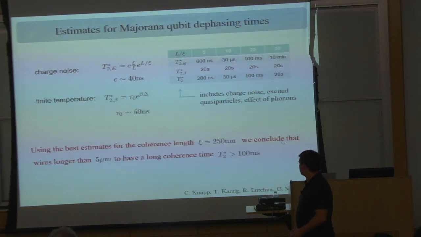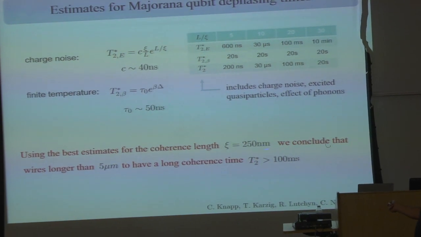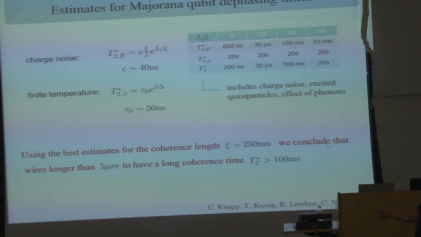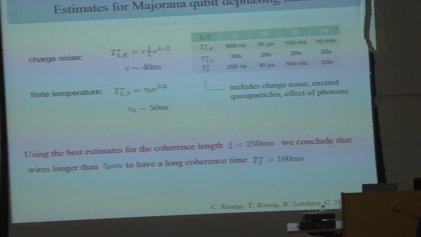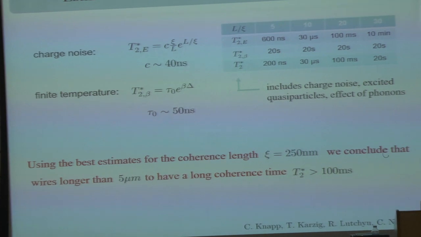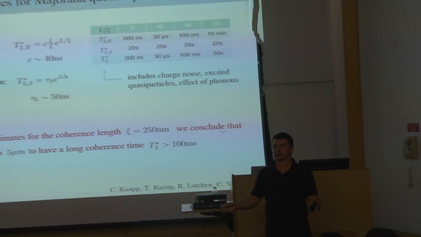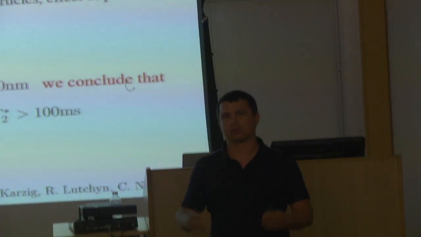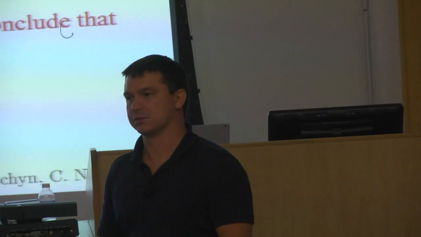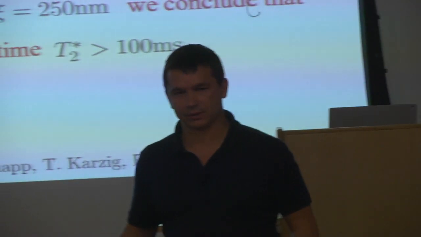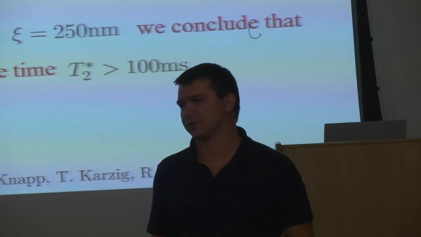So what are the requirements in terms of the length? If you take a coherence length of the order of 250 nanometers, then wires longer than 5 microns will have this T2 star larger than 100 milliseconds. So this is the target that we are trying to achieve. We're trying to go to wires that are longer than 5 microns, and we're trying to realize these Majorana box qubits, which have ground state degeneracy and many zero modes in these islands, and couple them together.